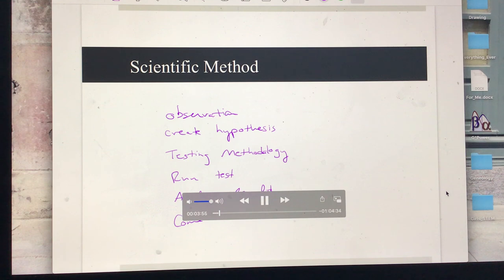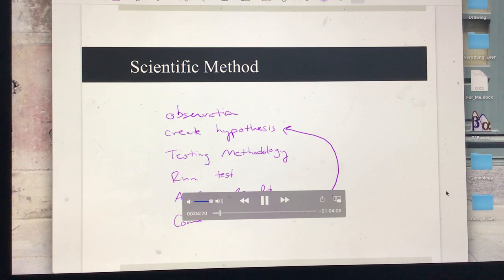Oftentimes, your starting point for that conclusion is you go back to your hypothesis, and you can objectively say, did our results show the hypothesis to be true, yes or no? That's the first question you ask, and then after that, you can create theory or come to more conclusions based on your results.